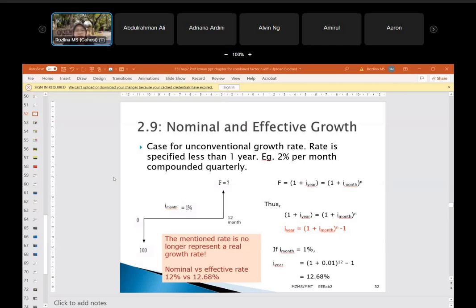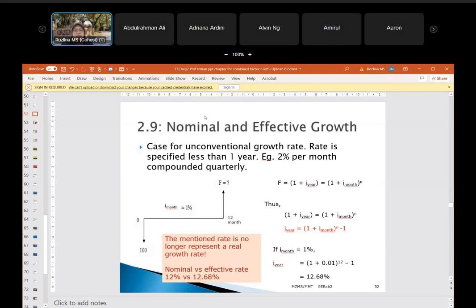And when we try to find out F or we want to find out A, normally we will use P to solve our problem, then we convert P to the other, maybe F or A and so on. Okay, later I will look at your solution, then we can discuss in the class. Okay, nominal and effective growth.